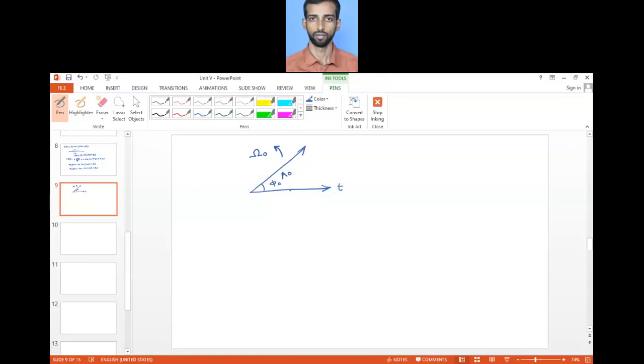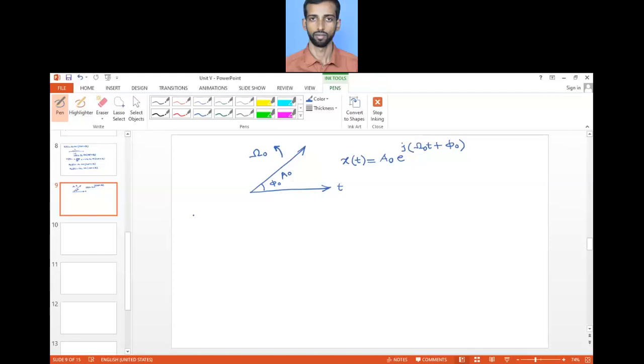Now we have got this rotating phasor, and if I just find out the real part of this rotating phasor, so how can I write it? Mathematically, this is in the complex plane. So mathematically, this can be represented like A naught e to the power j(omega naught t plus phi naught). That is the mathematical description of the signal.